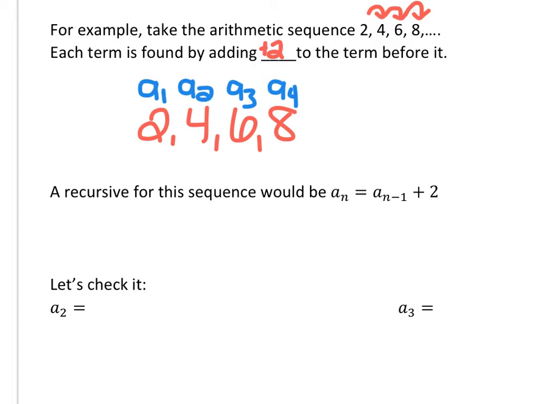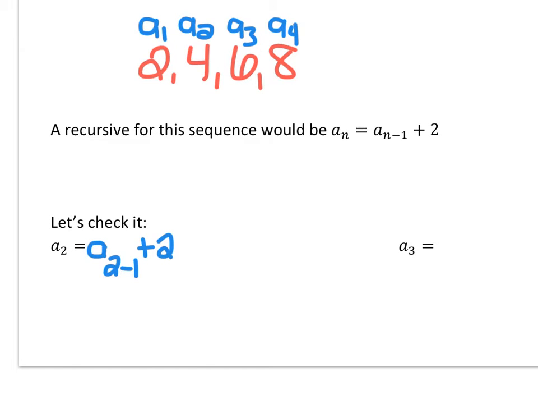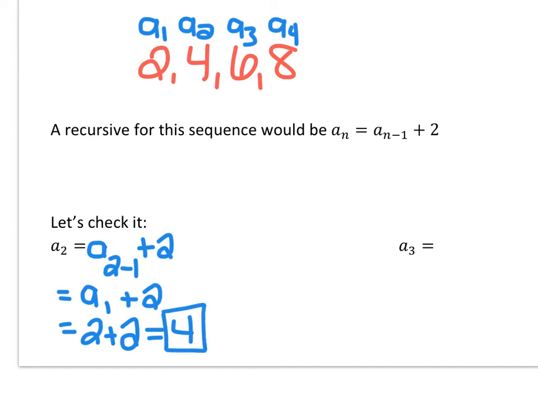So our formula will be A subscript 2 minus 1 plus 2, which gives us A1 plus 2. And what is A1? A1 is 2. So we'll have 2 plus 2, which is 4. And is A2 4? Yes. So it worked. Now let's try A3 just to make sure we have the hang of this.